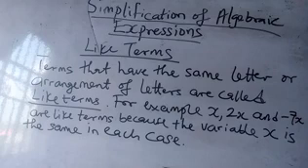Now let's talk about like terms, that is, terms that look alike. Terms that have the same letter or arrangement of letters are called like terms. For example, x, 2x and minus 7x are like terms because the variable x is the same in each case. It's like saying one piece of sweet, two pieces of sweet, the addition of the two is 3.